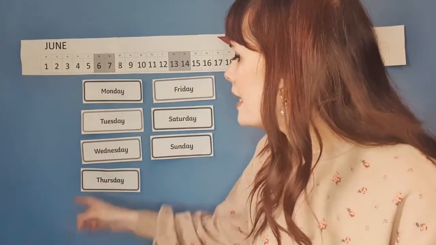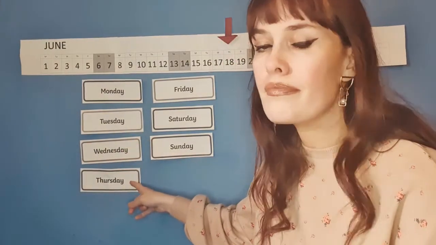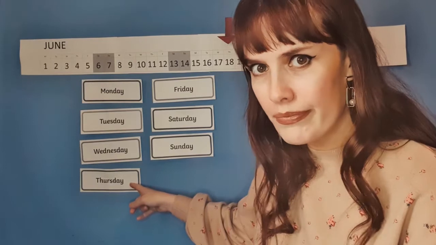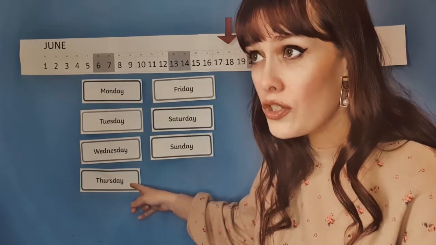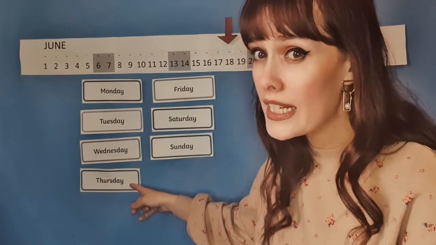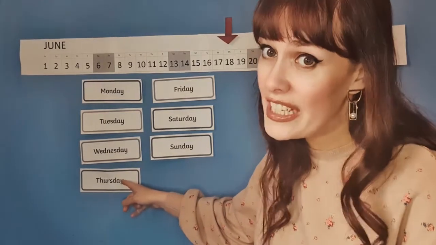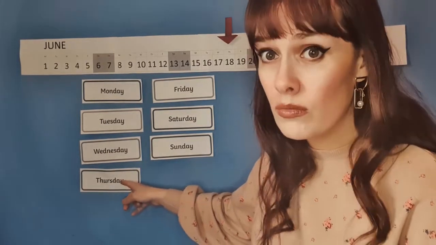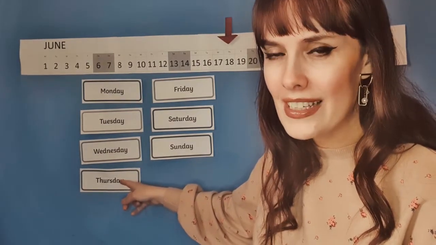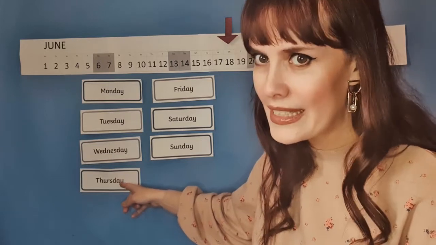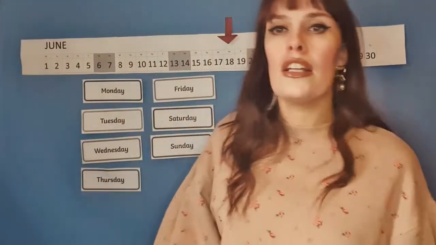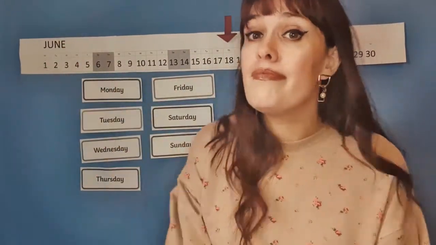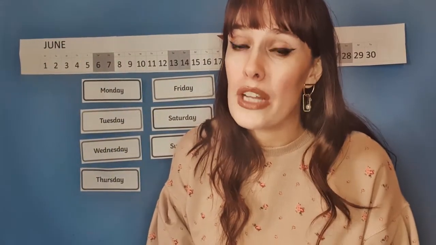So if today is Thursday, what day will it be tomorrow? Tomorrow it will be Friday. If today is Thursday, which it is, what day was yesterday? Yesterday it was Wednesday. Straight on with the months of the year. Who can tell me what month it is right now? If your birthday is today or tomorrow, Elliot, you should know what month it is.